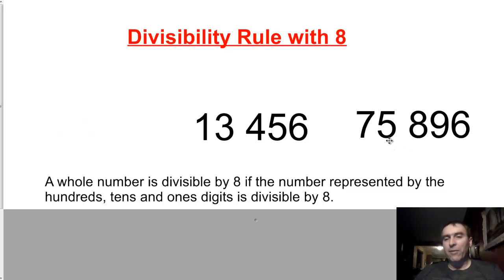What about 75,896? Again, forget about the thousands and the 10,000s. Does 8 go into 800? Yes, it does, evenly. Does 8 go into 96? Yes, 12 times. So we can say that 75,896 is divisible by 8.